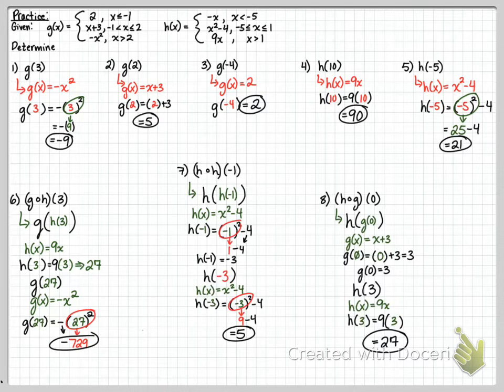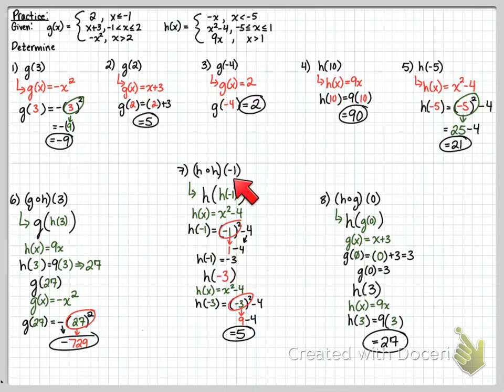Now number 7 and 8, here this is h of negative 1. We start on the inside and move out. So we're going to look at our h of x function, our piecewise function, and we have to look for negative 1. So negative 1 is going to be in between here, because negative 1 falls in between negative 5 and 1. So we're going to be using h of x equals x squared minus 4. Plug in our negative 1 inside the parentheses and square it, which is 1. And 1 minus 4 is negative 3.